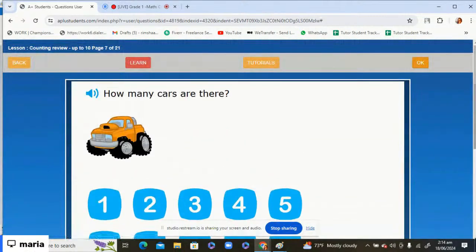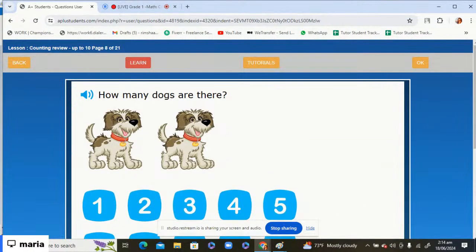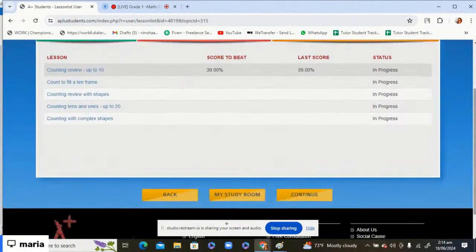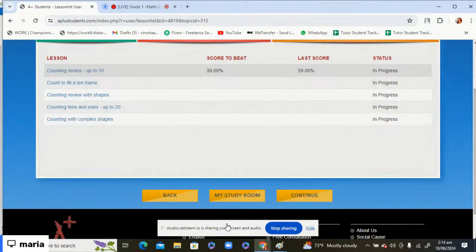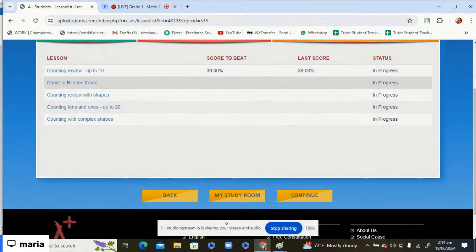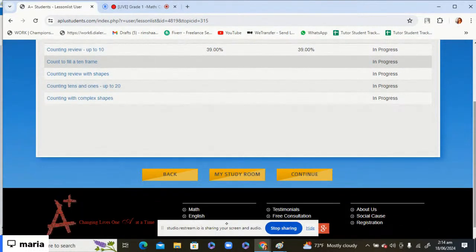Okay. Hope you guys understand this lesson. Now solve the rest of the questions by yourself. Okay. Now let's move to the next lesson. So the next lesson is count to fill a 10 frame. Remaining questions you solve by yourself. Then we just move to the next lesson.